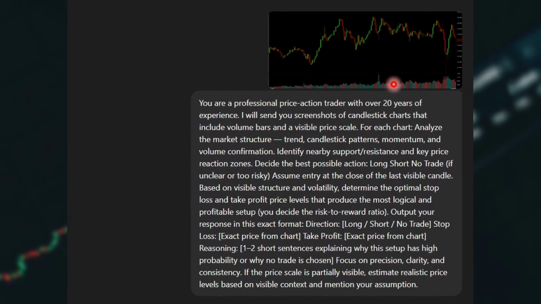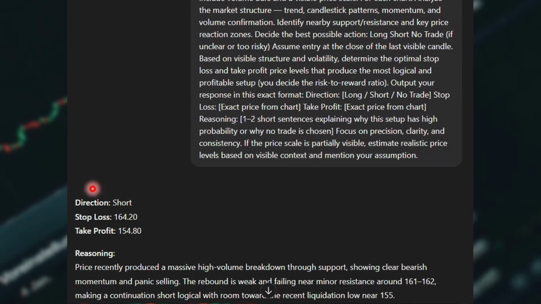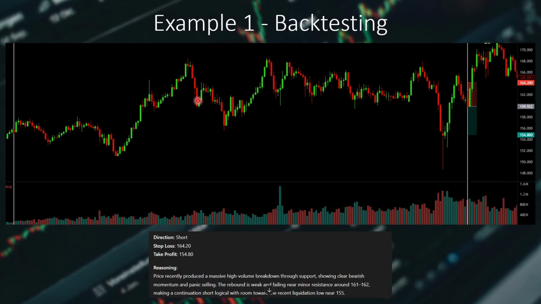Example 1. Here you can see the candlestick chart I pasted to ChatGPT, and here is the prompt we discussed earlier. Under that you can see ChatGPT's recommendation. In this case it recommended a short trade with this stop loss and this take profit, and here is the reasoning. And here is the outcome. So again, ChatGPT recommended a short trade with 164 stop loss. The screenshot I sent to ChatGPT was the part before this, so this area. And at the last candle I set up that trade. I set up 164 stop loss and 154 take profit level. I think this is around a 1 to 1.2 risk-to-reward ratio setup, but in this case it was a losing trade. Let's see another example.